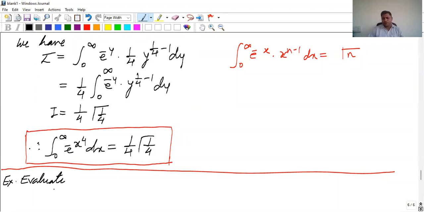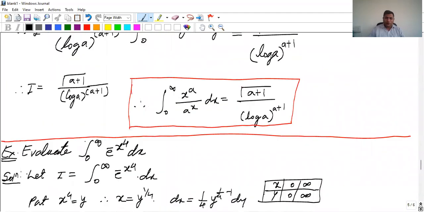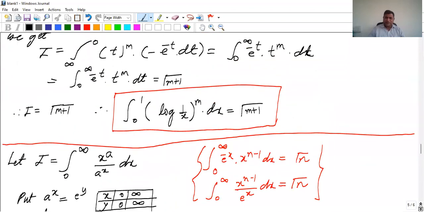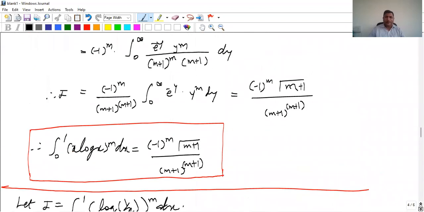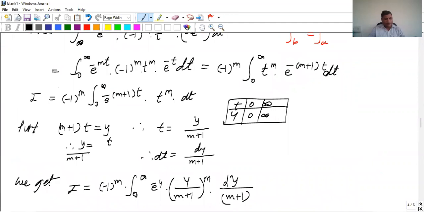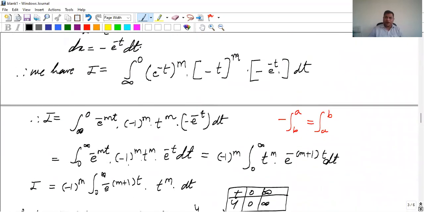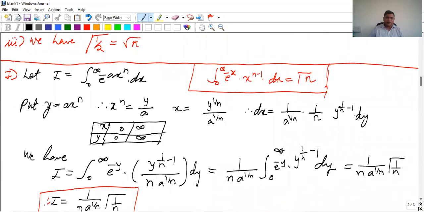Sir, before we proceed, I had a doubt. We have studied this property, gamma of n plus 1 is equal to n factorial. But we can't use this property here, right? Because 1 by 4 is not an integer. Yes, that's true. When we studied this property, there is a condition that we put: n should be a positive integer. Only when it is a positive integer is that applicable. If it is not a positive integer, then it is not applicable.